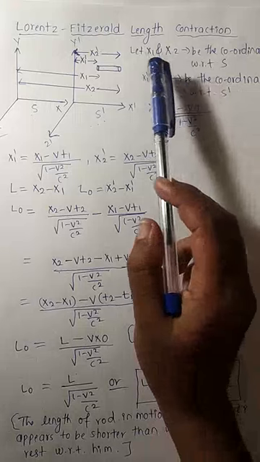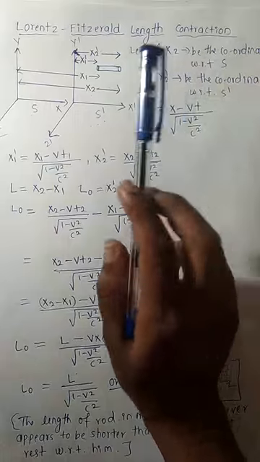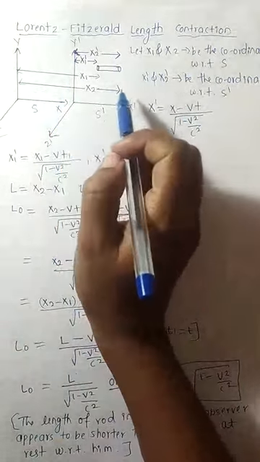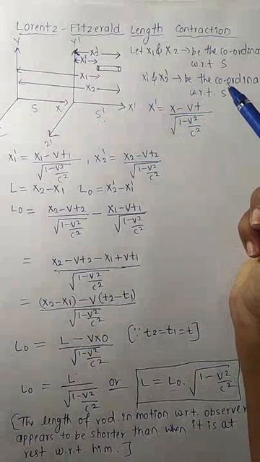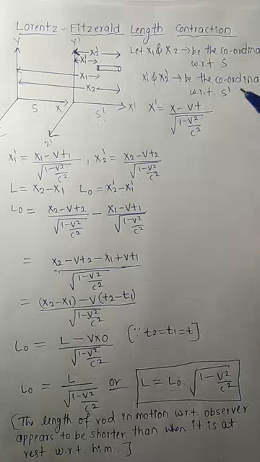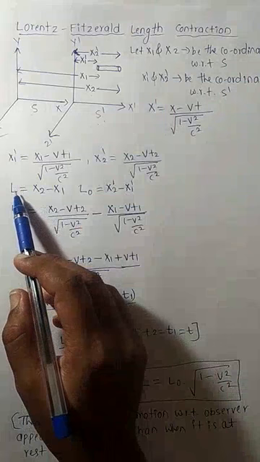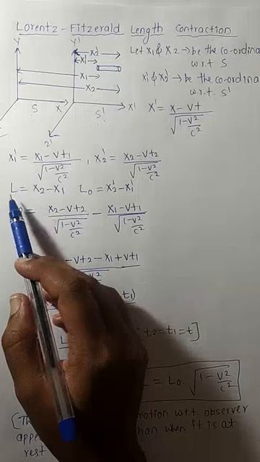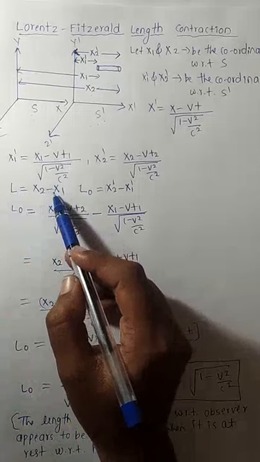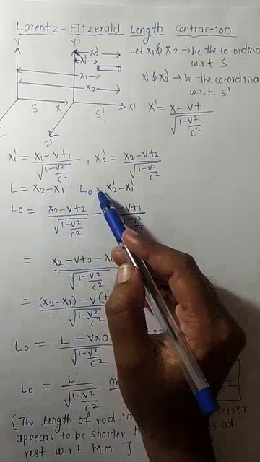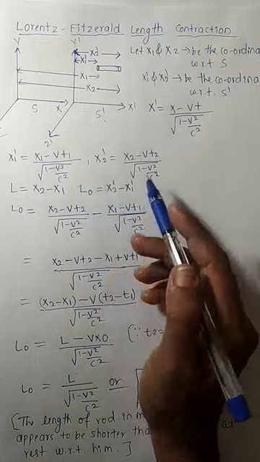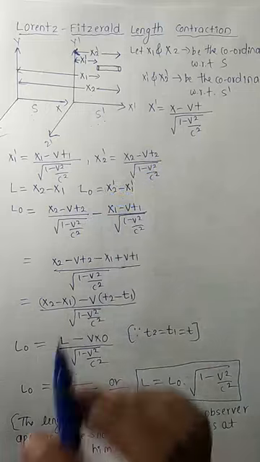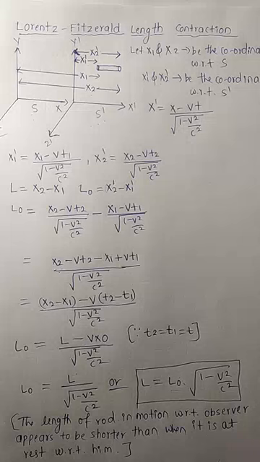So let x1 and x2 be the coordinates with respect to the S frame. From the S frame, we calculated the end coordinates. Let x1 dash and x2 dash be the coordinates of the same object, but with respect to the S dash frame. So we changed the frame of reference. The length of the rod with respect to the S frame can be written as L equals x2 minus x1, and the length with respect to the S dash frame can be written as L0 equals x2 dash minus x1 dash. So these are the two equations we got.